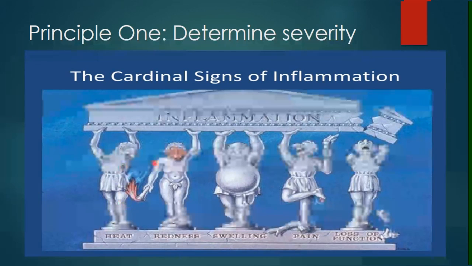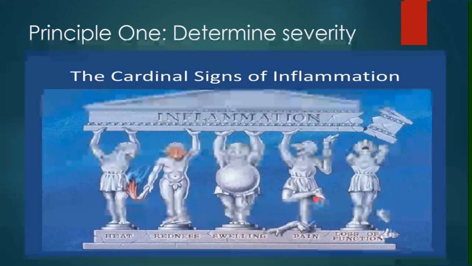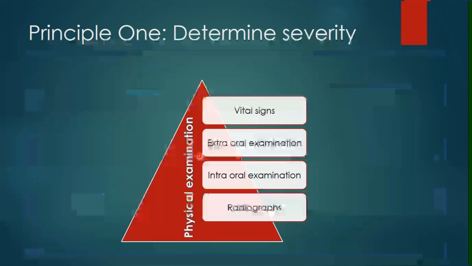So this is heat. Okay, then we have redness, the area will be red, in cellulitis cases, swelling, and pain, and loss of function. Loss of function, how does it appear in the oral cavity? Let's say limited mouth opening or difficulty in breathing or difficulty in swallowing.